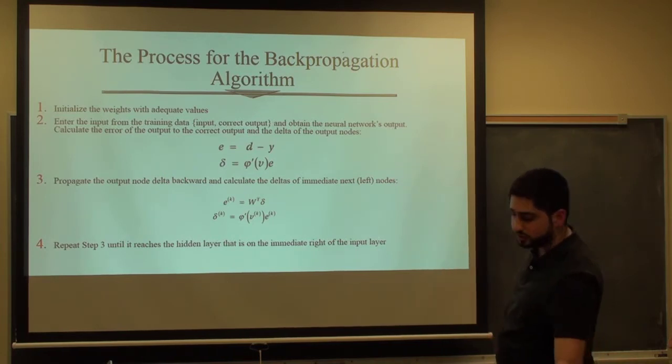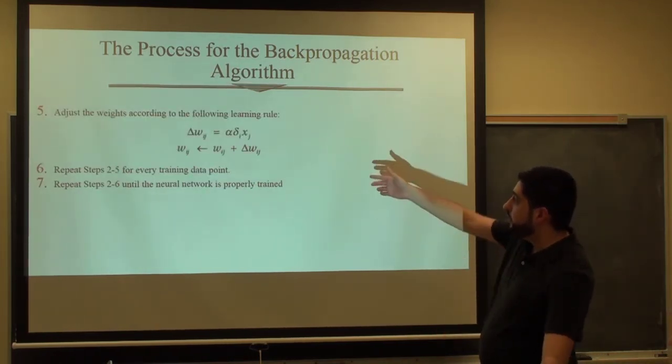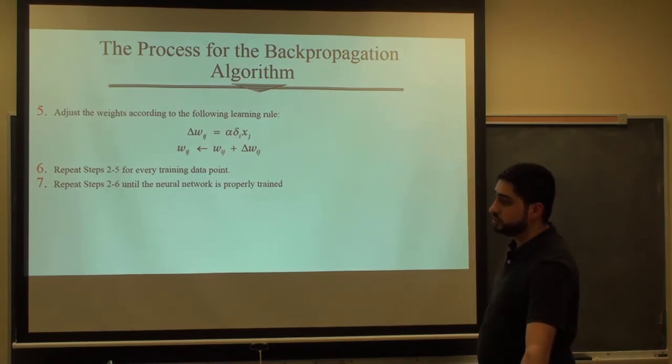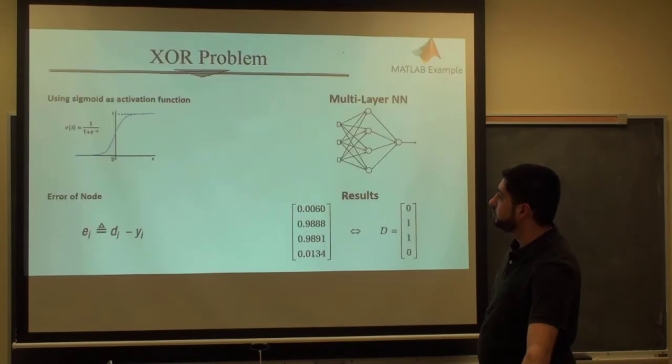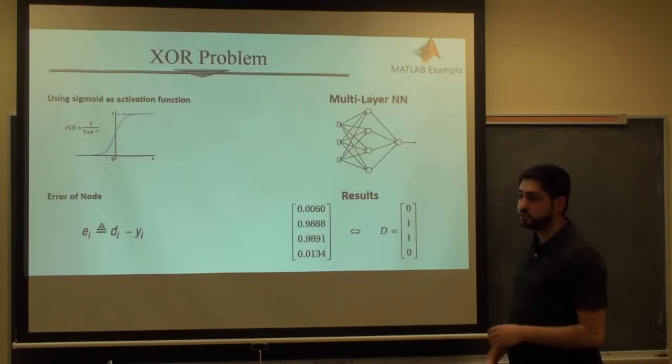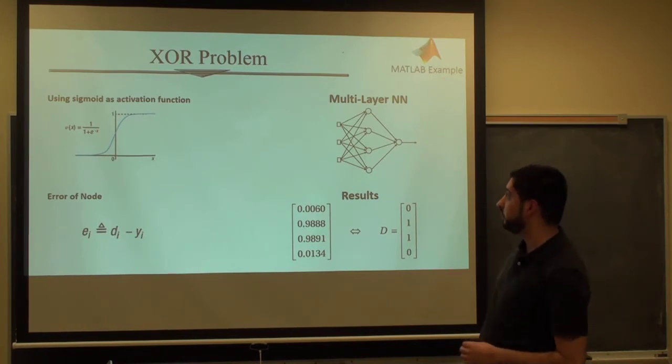Now we do the same method. Update the weight after we find that. Then we keep repeating that step until the network is trained. And now let's go back to our example, which is the XOR example, as we saw in the single layer.